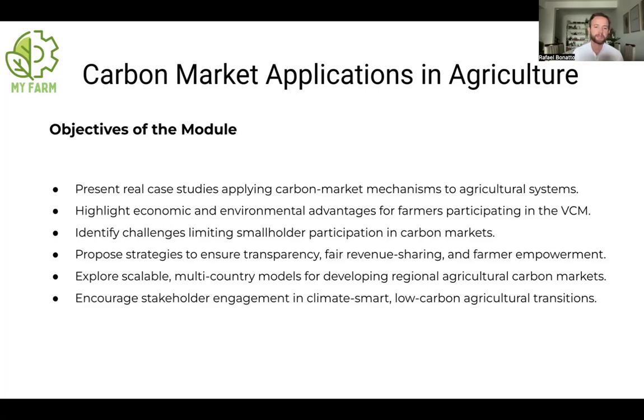And the last one is to encourage stakeholder engagement in climate-smart, low-carbon agriculture transitions. This goes directly to you. I'm trying to inspire you to get your hands on carbon and become maybe a consultant, a practitioner, or a carbon developer, acting exactly on this potential and strong market that has so much potential in the near future.